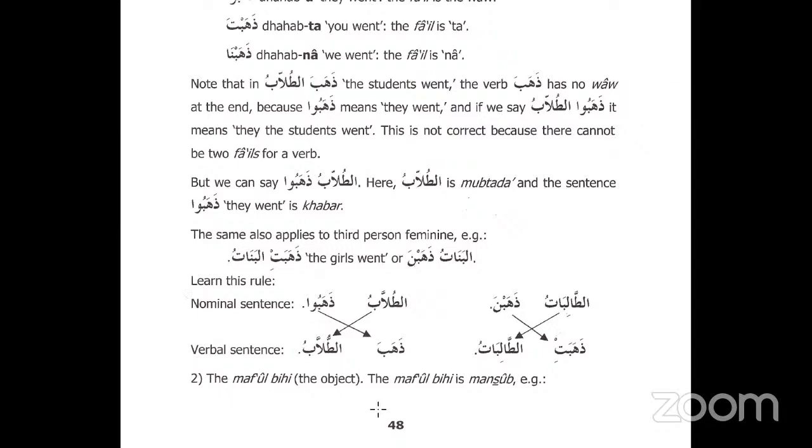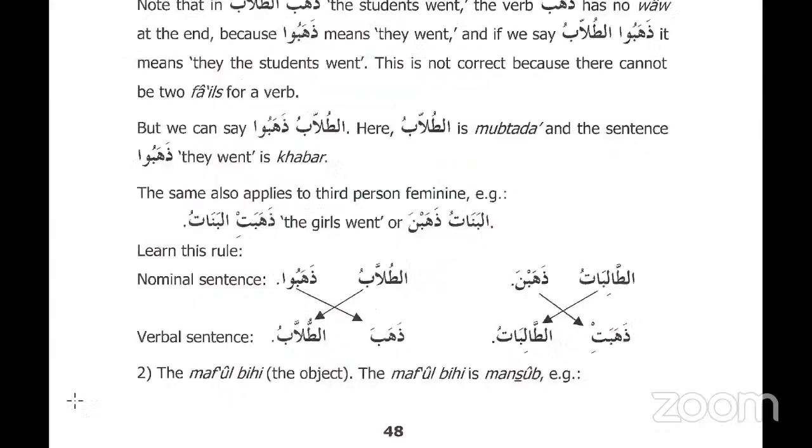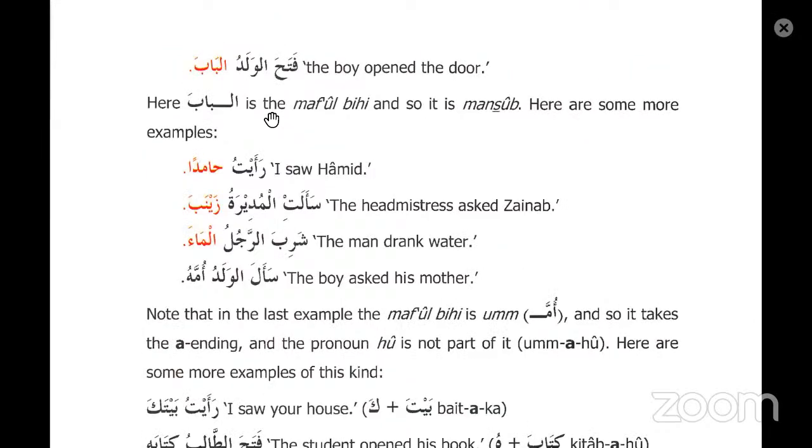The maf'ul bihi, the object. The maf'ul bihi is mansoob. Fatahal waladul baba. The boy opened the door. Here, al-baba is the maf'ul bihi, and so it is mansoob.